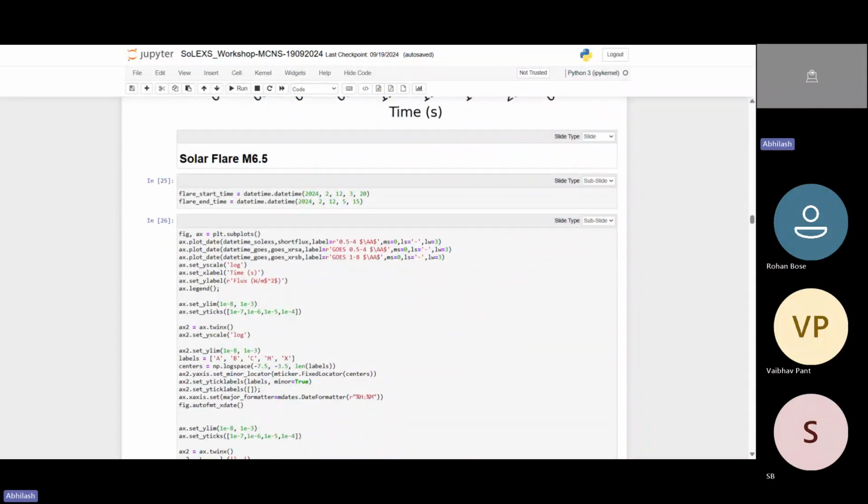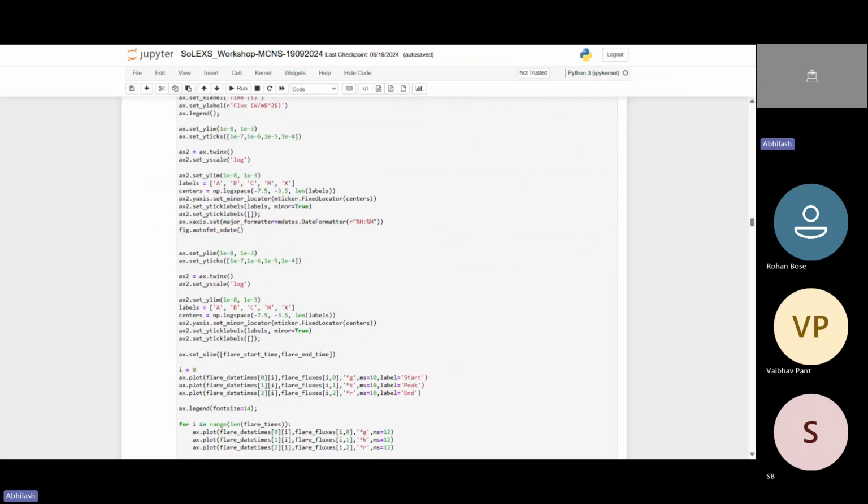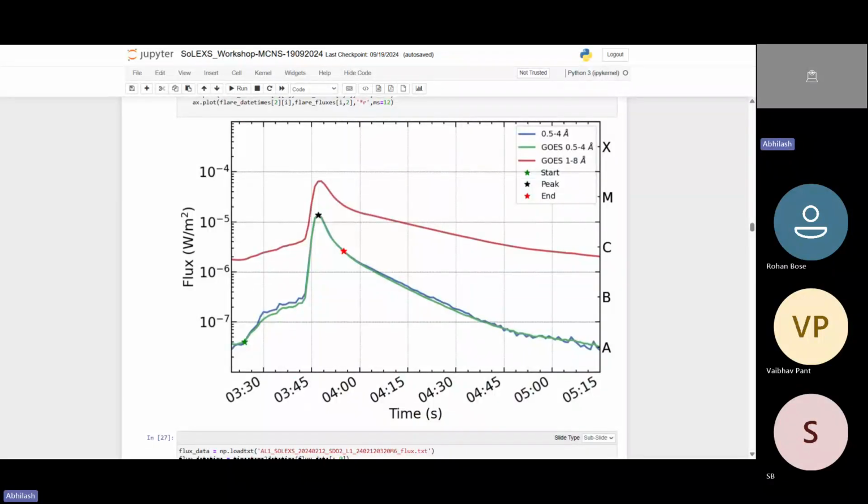Correct. A better nomenclature is probably temperature and emission measure, which is global rather than flux in some arbitrary energy range. Okay. So let us zoom into this particular M6 class flare. It starts at around 3:30, peaks at around 3:47, and the end, which you can define arbitrarily, I'm defining at around 3:50 or so. So you have SOLEX data, and you have Guwahati data. I've just overplotted that as well.